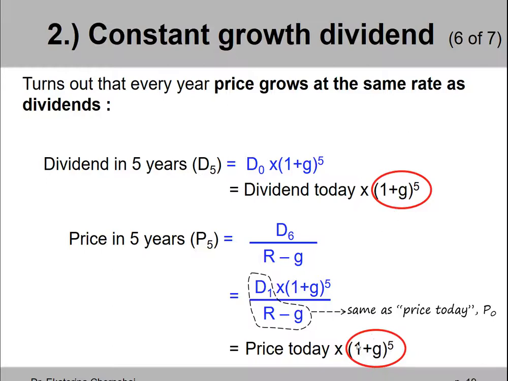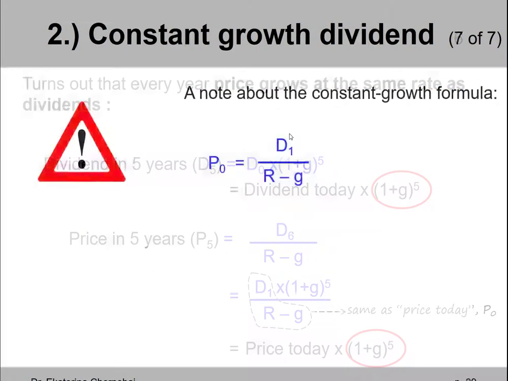So this is how mathematically, if this all made sense, you can actually prove that the price will also be growing at the same annual rate as the dividends. But bottom line is the price grows at the same rate as dividends in the constant growth dividend case. You don't really need to be able to prove it all mathematically.